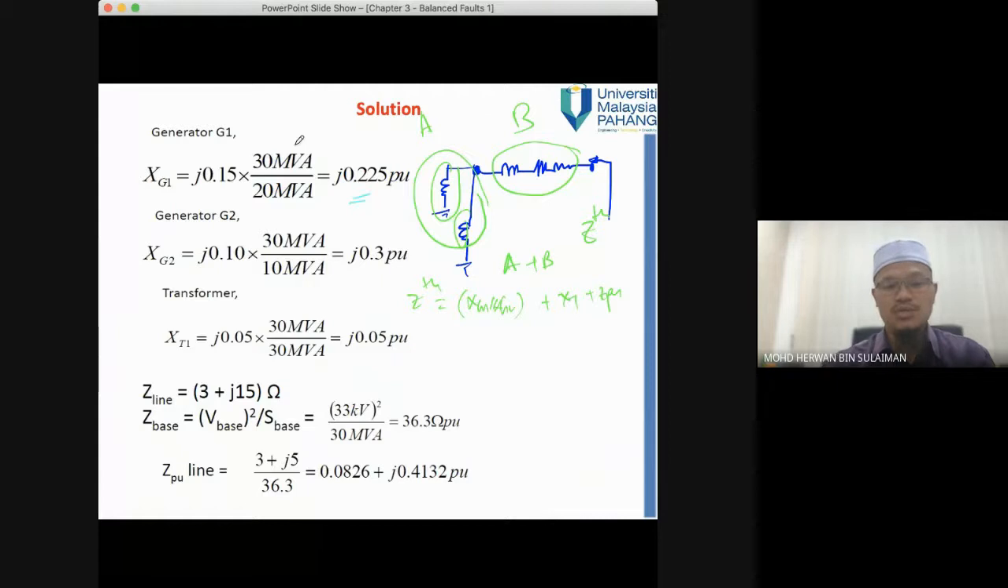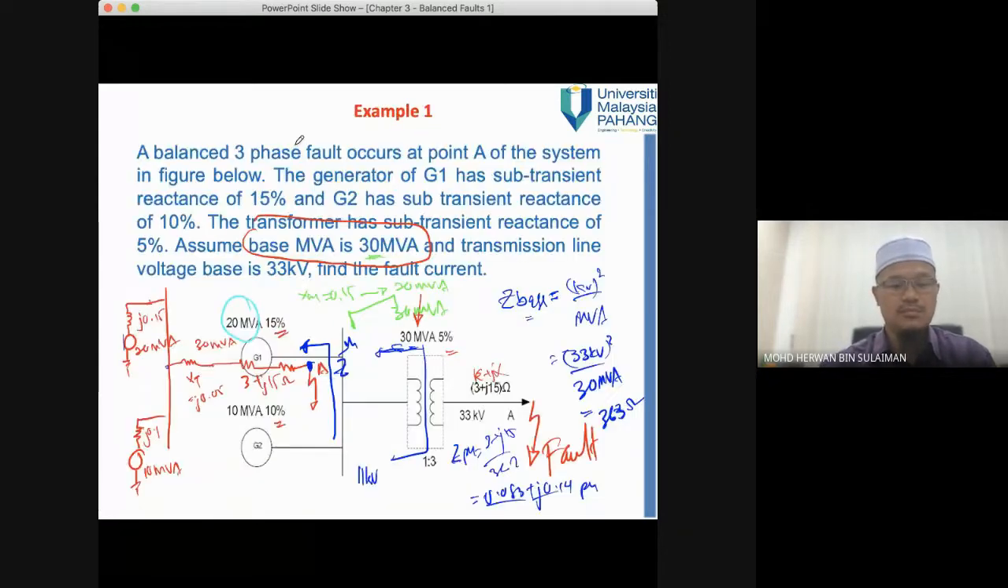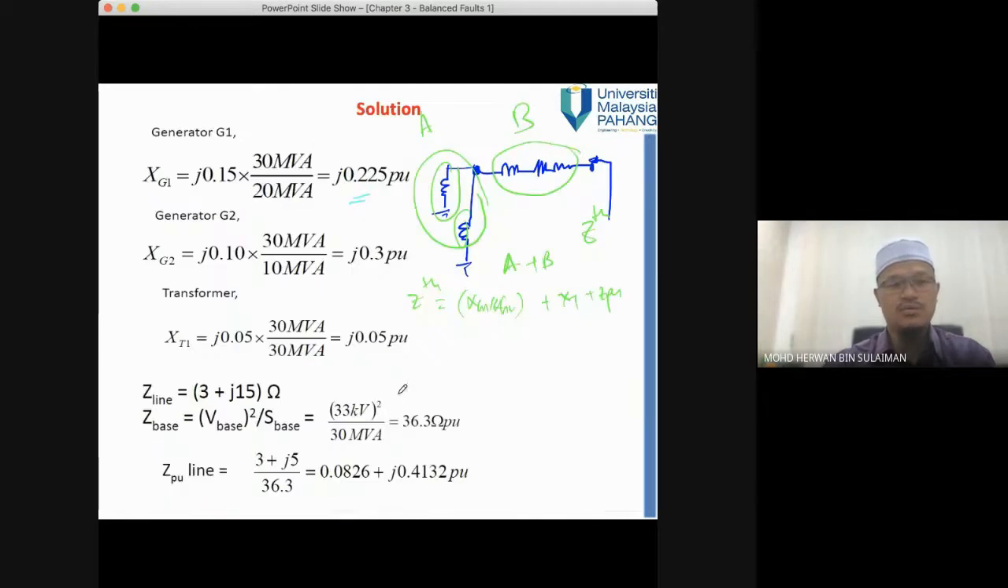Sama juga untuk generator 2. Generator 2 value lama dia ialah pada 10 MVA. Value dia ialah 0.1. Sekarang ni value dah jadi 30 MVA. Maka 30 bagi 10. Maknanya 30 bagi 10. Sebab MVA ni akan cancel kan? Matematik. Darab J 0.1. So dia akan dapat 0.3 per unit.